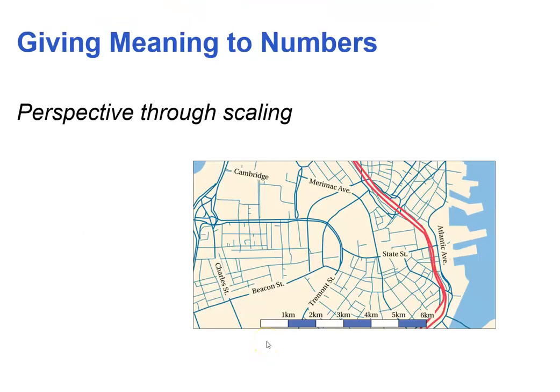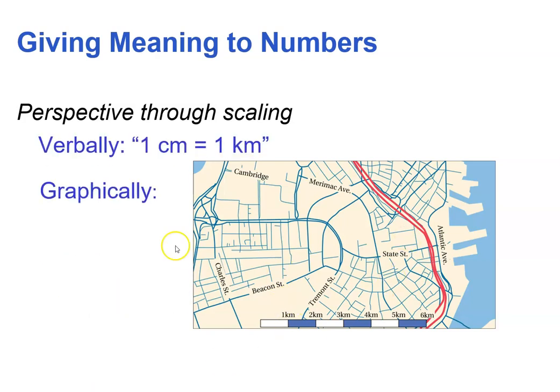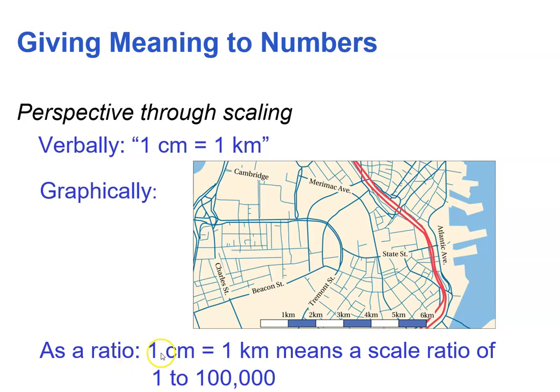So let's talk about perspective through scaling. So we've got a map here, and 1 centimeter on our map is going to be equal to 1 kilometer. So you can look down here and they've got this marked off. So from here to here is about 1 kilometer. That would be 1 centimeter. So this would be 2 centimeters, 3 centimeters, and so on and so forth. So here's what it looks like graphically. As a ratio, 1 centimeter is equal to 1 kilometer means a scale ratio of 1 to 100,000.